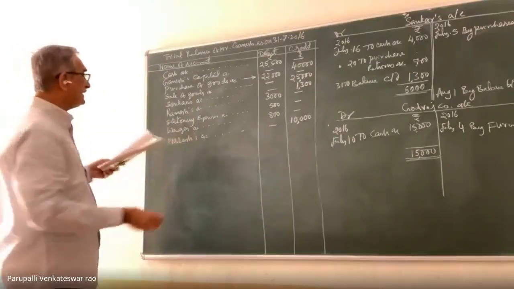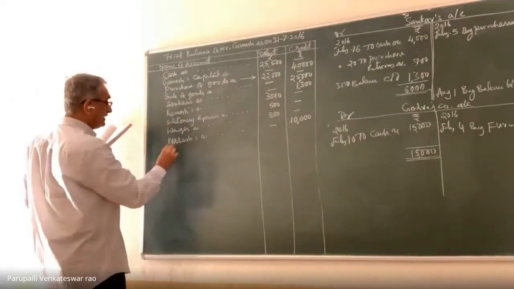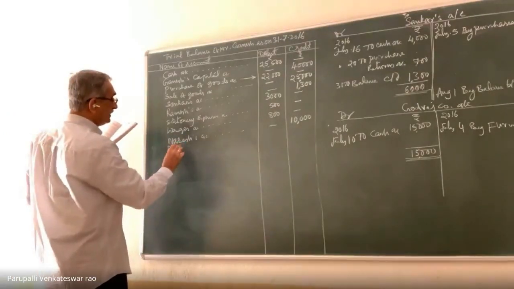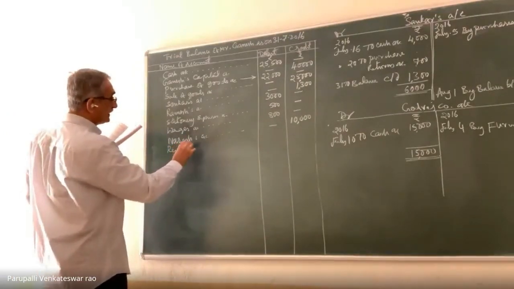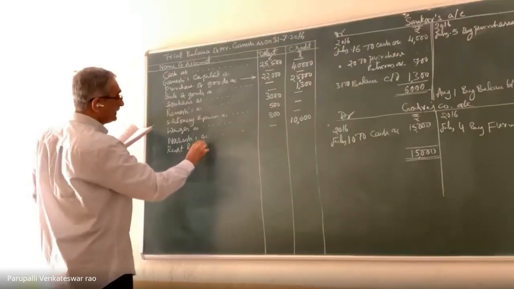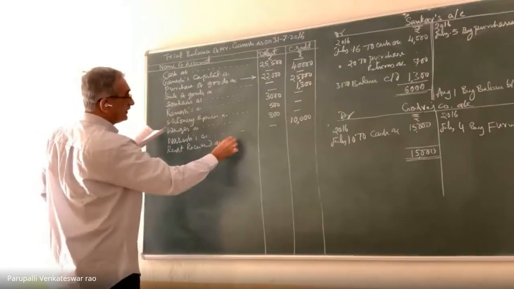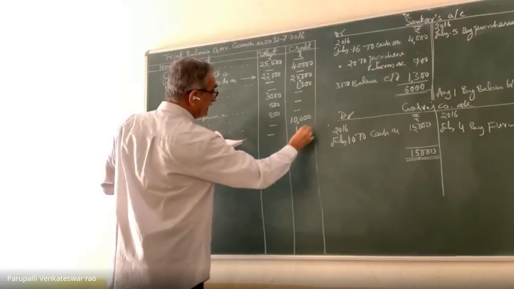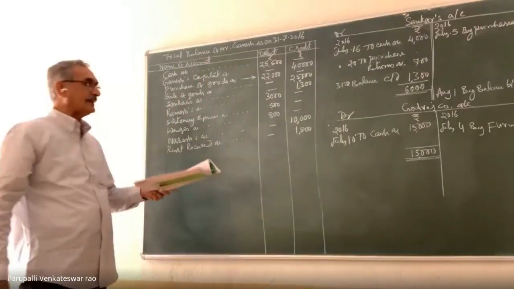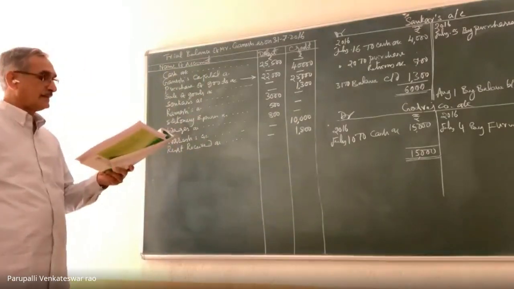Next one, rent received account. Rent received is an income. 1,800 is a credit balance, so write in the credit column.